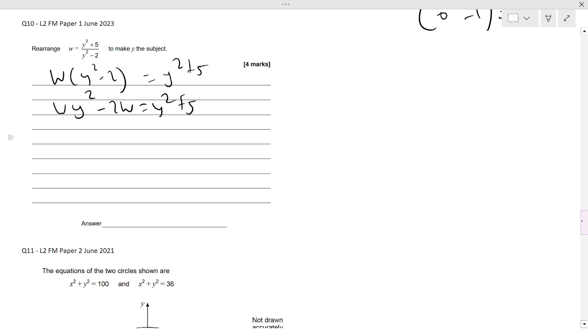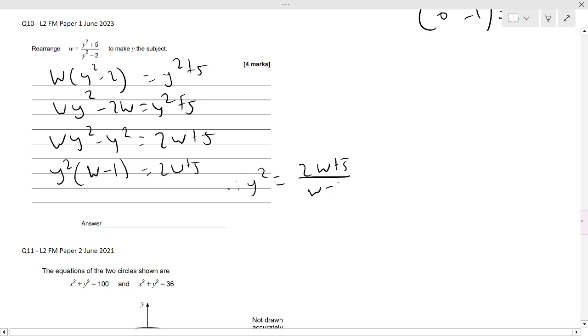Now we want y on its own, so let's get all the y parts together. So wy squared minus y squared is going to be 2w add 5. Then I want y, so let's factorize the y squared out. So we get y squared lots of w minus 1 is 2w add 5. Therefore, y squared is 2w add 5 over w minus 1.